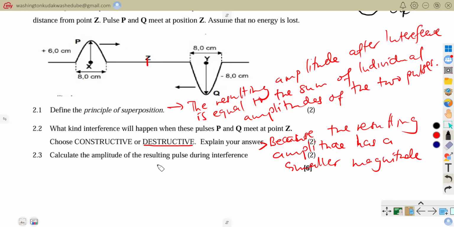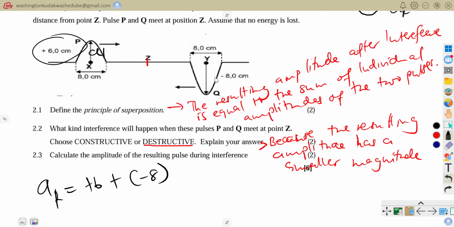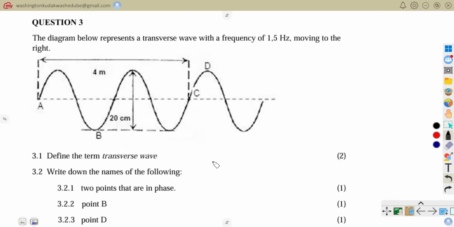Calculate the amplitude of the resulting pulse. So the amplitude of the resulting pulse becomes equal to positive 6 plus negative 6, negative 8, sorry. So this is the positive 6 of amplitude 1, and then the negative 8 of amplitude 2. You just add those two. So it becomes what? Negative 2 centimeters. If you add positive 6 and negative 8 gives you negative 2 centimeters. So that is what you were supposed to do for question number 2.